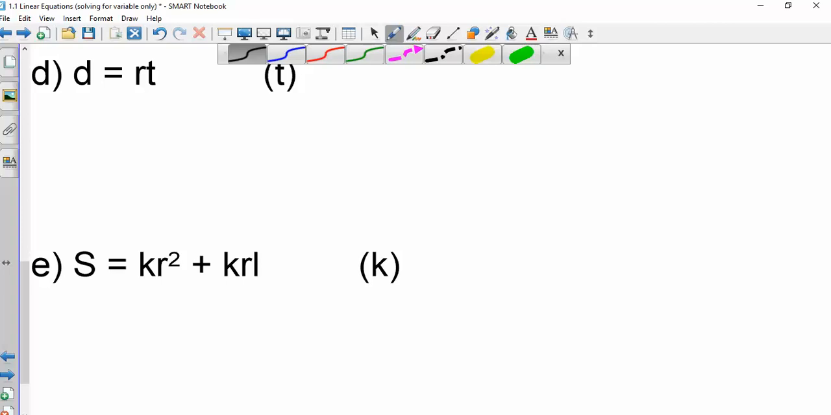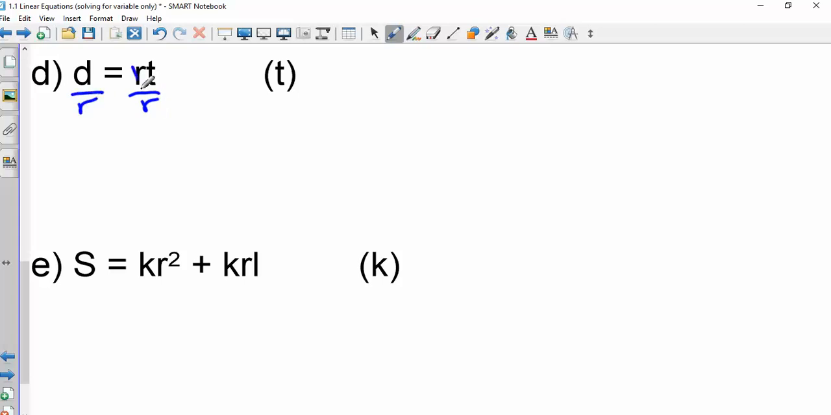D, it looked like we did fine on this one. To get t by itself, what do you have to do with your r? Divide by r. So you get t equals d divided by r. Okay. E, this one was hard.